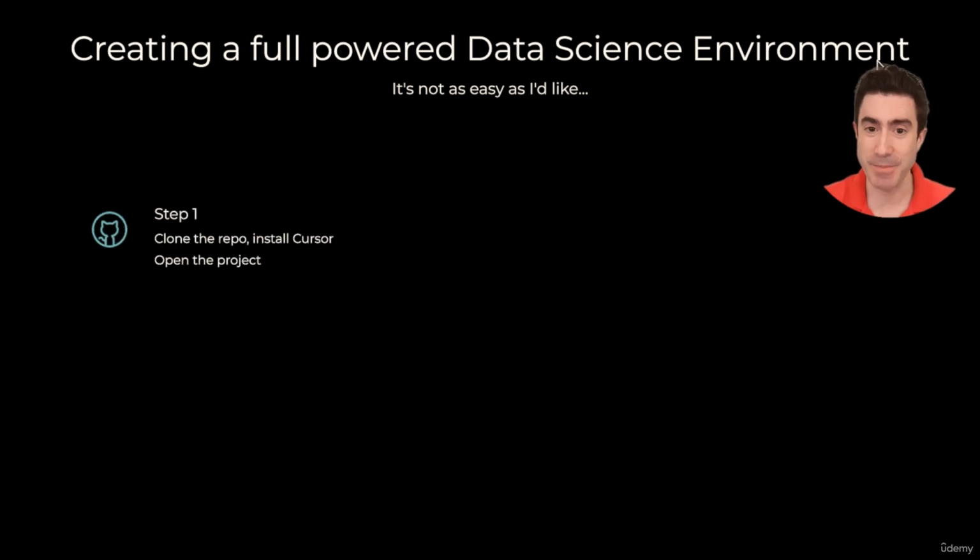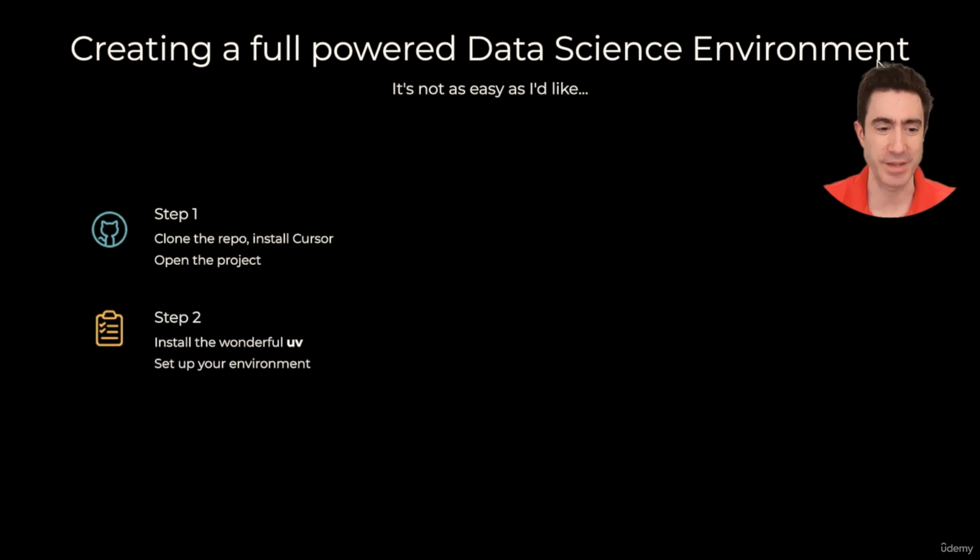The first step is sort of the foundations. We're going to clone the repo, as it's called. We're just copying all the code from GitHub to run it locally. We're going to use Cursor as our development environment. If you want to use something else, you absolutely can. I suggest Cursor, but you can use anything. And then we're going to open the project, and step 1 will be done.